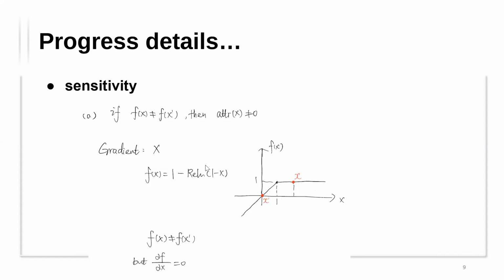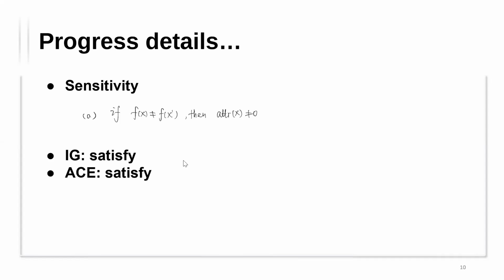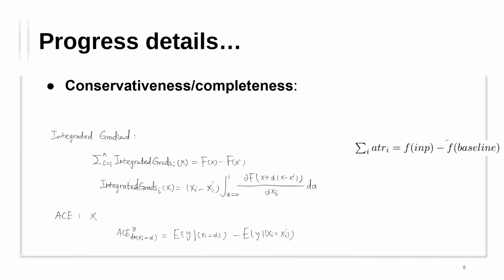Yeah, and the integrated gradient and average causal effect both follow this sensitivity property, because by definition, for example, for the average causal effect, if our xi is not equal to the baseline, then the average causal effect would not be 0, right? Just by definition. Yes, by definition. Because it says if our x is not equal to the baseline. Oh no, the outcome.